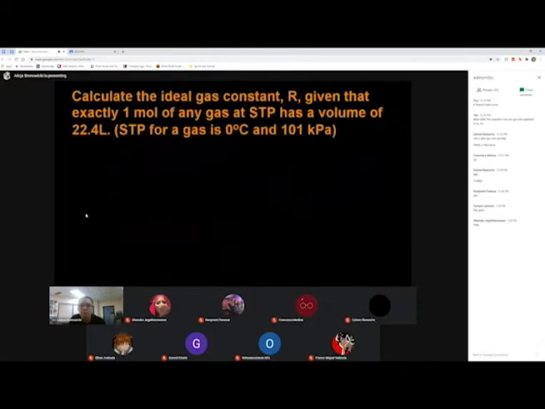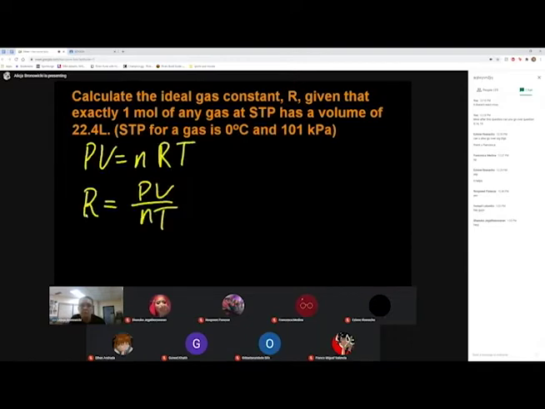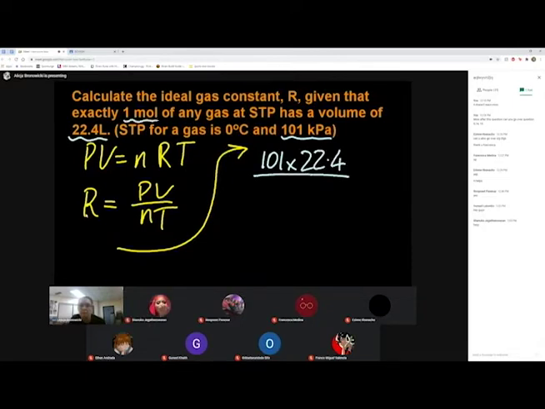So this is a medium difficulty question. Let's see if we can work out R from the data that's given, and you actually have to memorize this data. So the pressure is 101, that's standard. Some textbooks say it's 100, but the data booklet says 101.